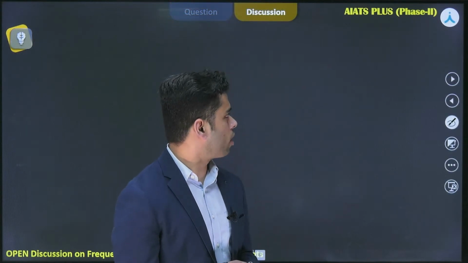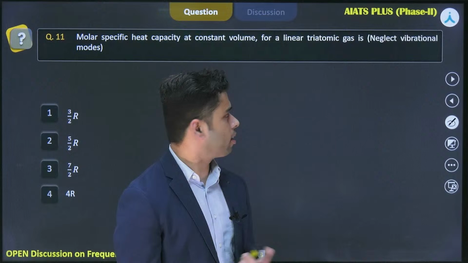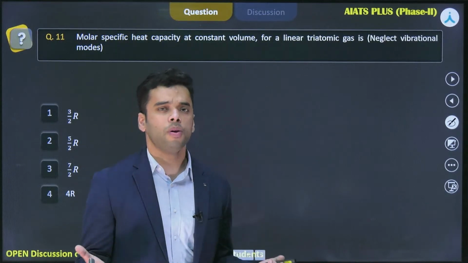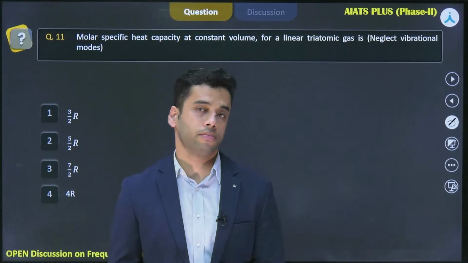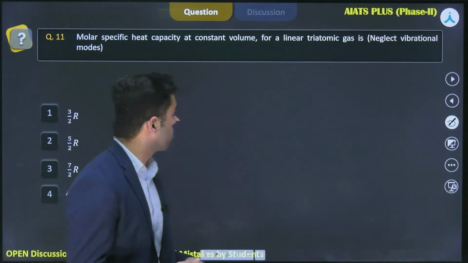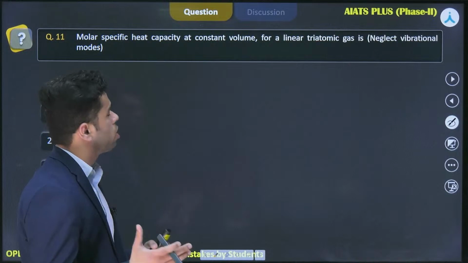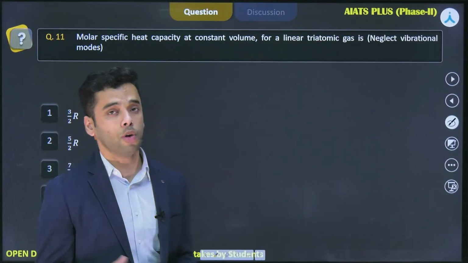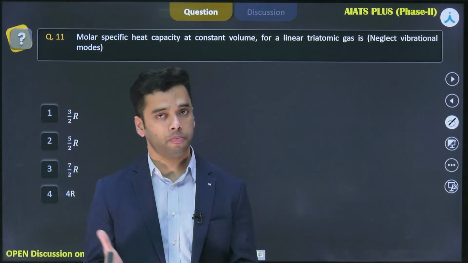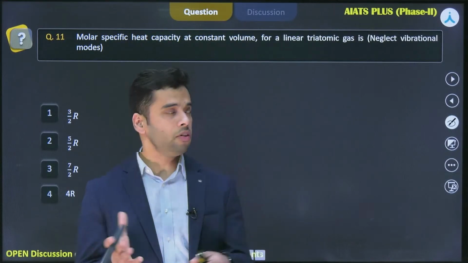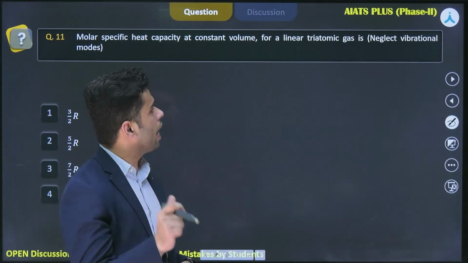Now let's move forward to the next problem, and it's there in front of your screen. It is the problem based on the chapter of kinetic theory of gases, right? And it says molar specific heat capacity at constant volume. So what is molar specific heat capacity at constant volume? What do we call this? We call this CV. So basically you need to find CV for a linear triatomic gas.